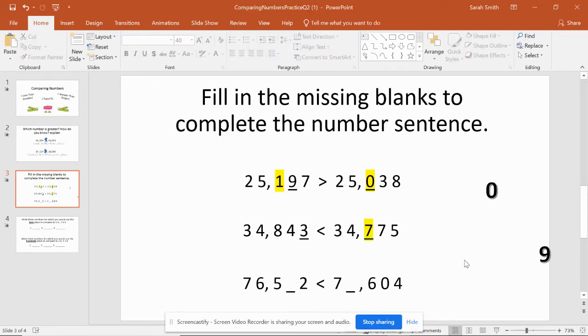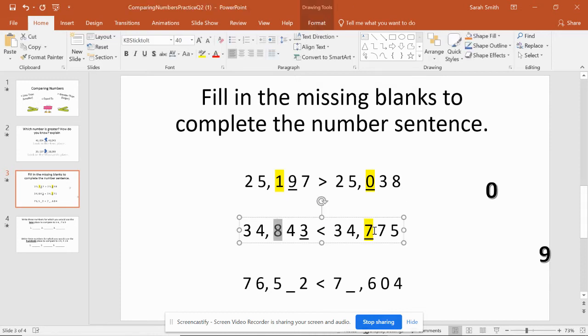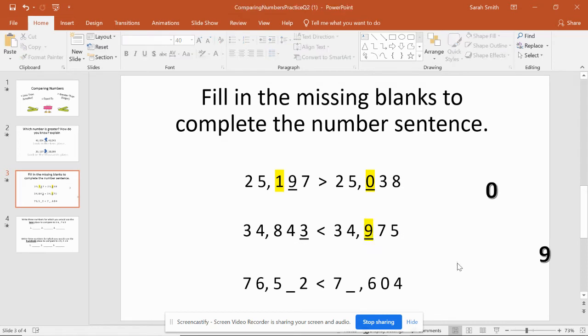And then I'm going to step back and I'm going to look. Is this number definitely smaller than this number? Yes, because the 34,000 is the same on both sides, but then when we look at the hundreds place, there's an 8 here and a 7 here, and we know that the 7, oh, sorry. It needs to be bigger than the 8. That's my bad. So it needs to be bigger than the 8.